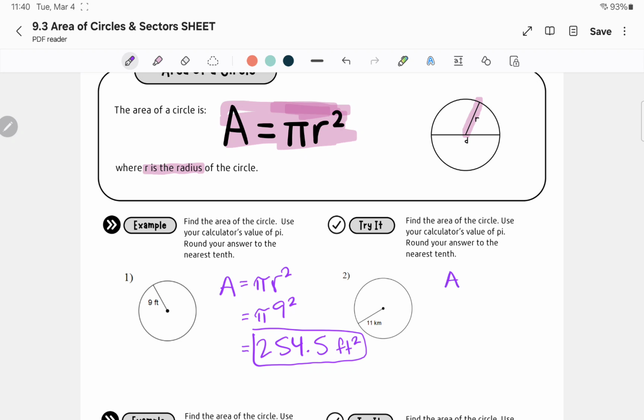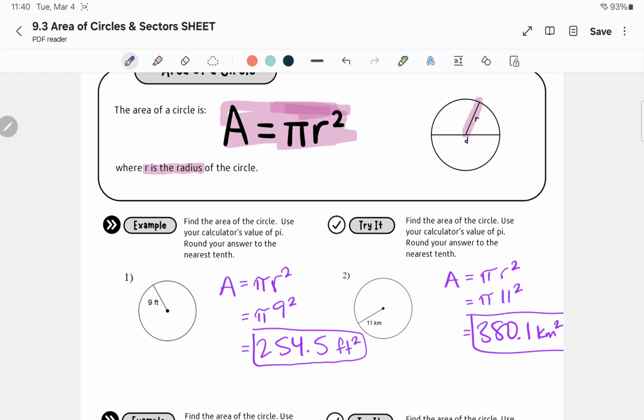All right, so you should have started with the formula, which is A equals pi r squared. Pi comes down. We fill in 11 for r because the radius is 11 kilometers, so 11 squared. And again, on the calculator, you can put in pi times 11 times 11, which is 380 point 13, which rounds to 380.1. Or you can put in pi times 11, then the square key. Either way, you get 380.1, and then this is kilometers squared.